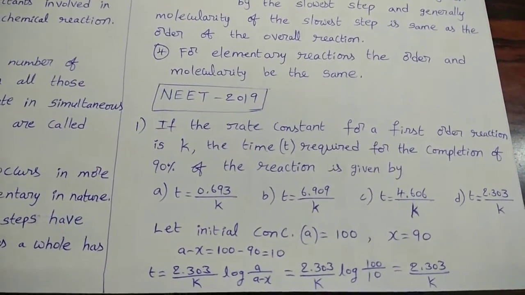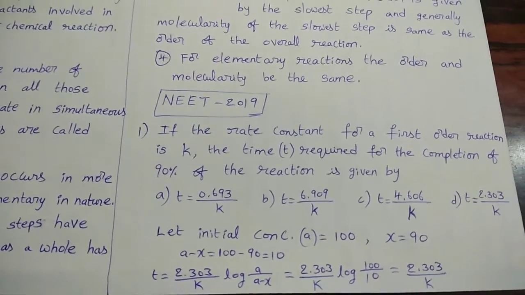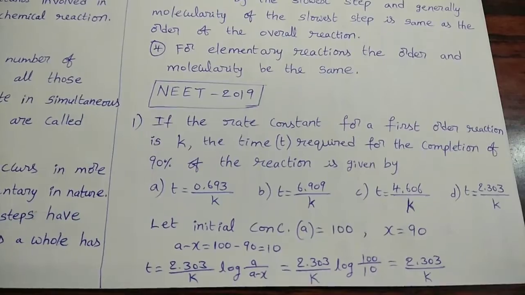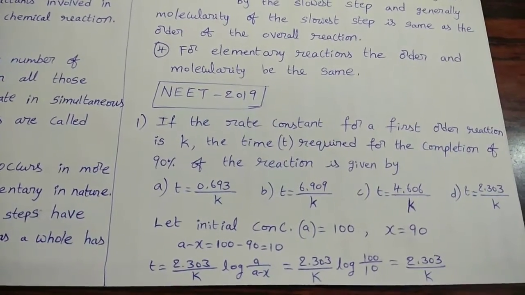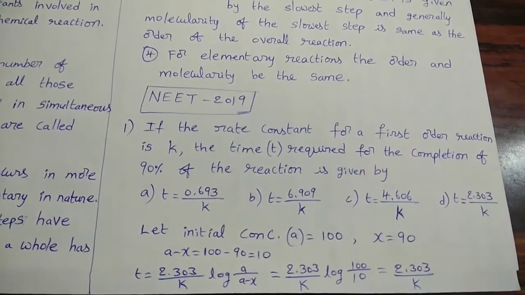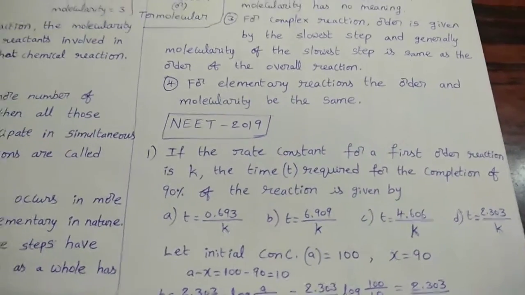Already we know the first order rate equation. t equal to 2.303 by K into log of A by A minus X. Substitute the values of A and A minus X. Then we can get option 2.303 by K. So option D is the answer. Okay. Next.